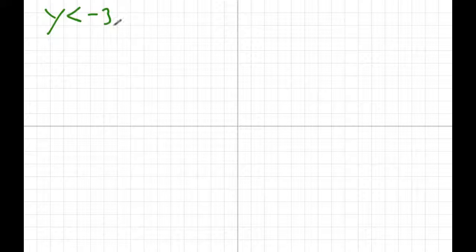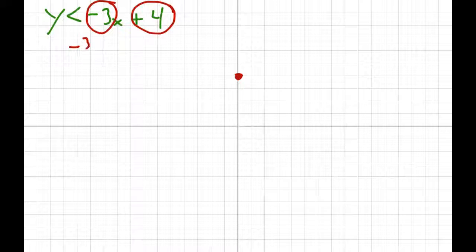All right, let's try another one. Let's do y is less than negative 3x plus 4. So my y-intercept, 2, 3, 4, put a point. My slope is negative 3 over 1, so I go down 3, 1 to the right. Now, before I draw my line, this only says less than. There's no equal to part.